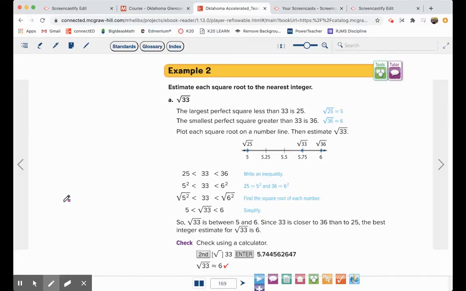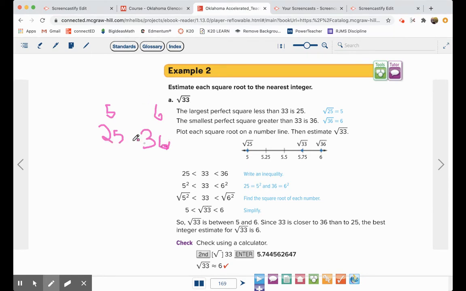Okay, on example 2, we are estimating. So for this, we're not going to use the calculator. The square root of 33 does not have an exact square. So when we're estimating, you're just going to look at numbers around it. For example, we know 5 times 5 is 25. So if I took the square root of 25, I would get 5. That's close to 33. Well, the next number would be 6. 6 times 6 is 36, and that's above 33. So we know it's going to be between 5 and 6.